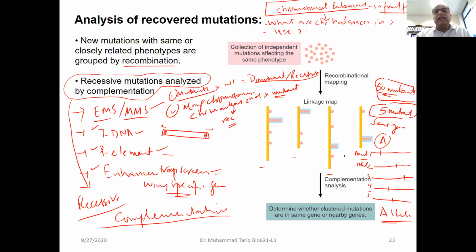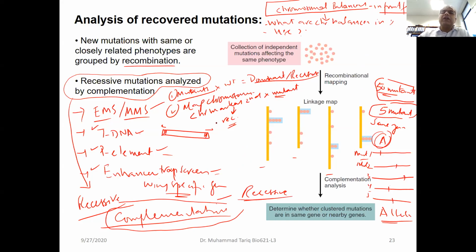And this is easily resolvable. This is doable through complementation, but the condition is that through complementation we can find alleles of different genes only if the phenotypes are recessive. So for all the recessive phenotypes, we cross them with one another and then look for complementation. We'll talk about this in the next lecture.